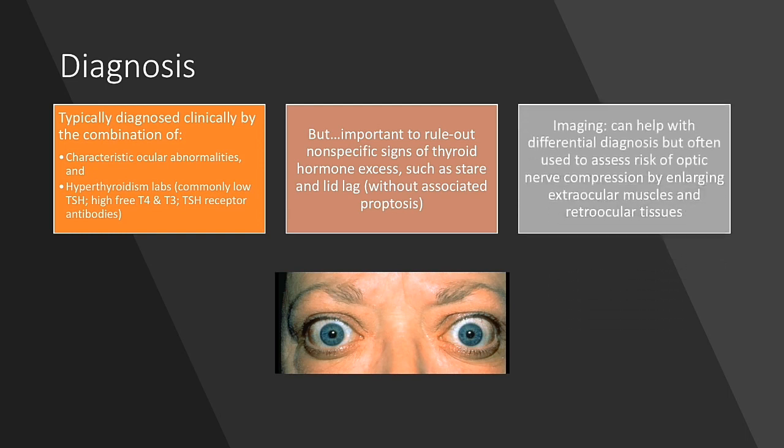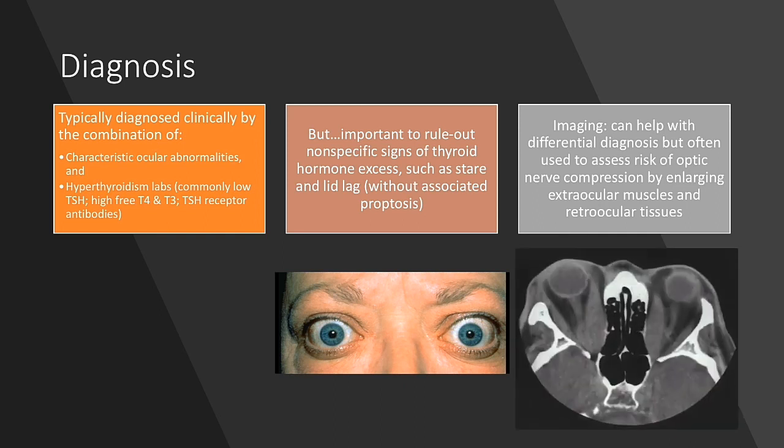Imaging can help with differential diagnosis, but is more often used to assess the risk of optic nerve compression by enlarging extraocular muscles and retroocular tissues. Here is another example of massively enlarged extraocular muscles, with the red arrow pointing at the swollen medial rectus muscle on each side.